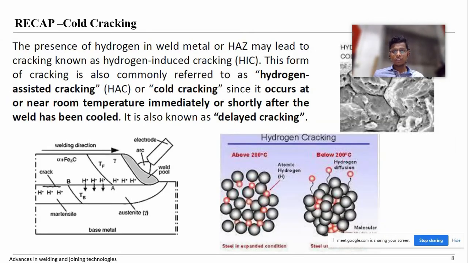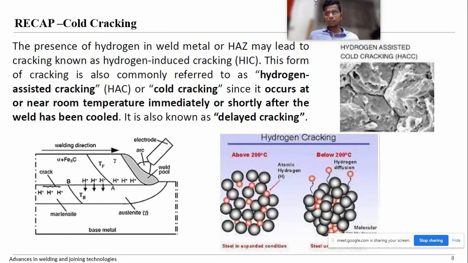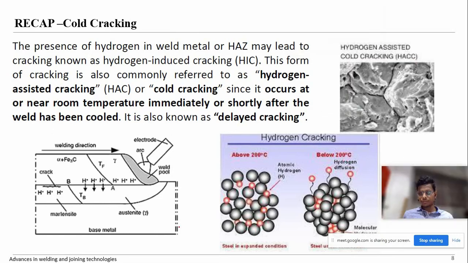One more cracking that sir has discussed is cold cracking. It is also called hydrogen cracking, and sometimes delayed cracking. So let us see how hydrogen cracking or cold cracking happens during welding. Much more of welding metallurgy is involved; I am just giving the brief idea.